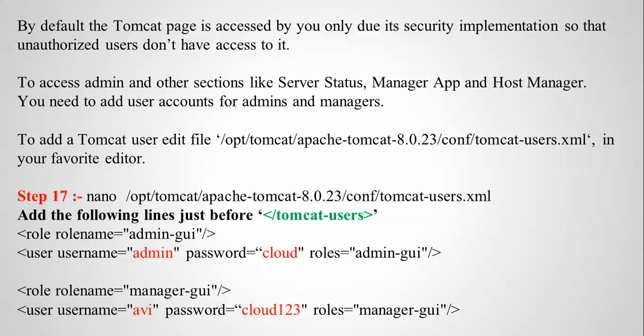For that, we need to open the file under /opt, then the conf folder and the tomcat-users.xml file. You can open it in your favorite editor. Step 17 is the command to open your XML file. Then we need to mention the username admin and the password which you want to assign. There is also a manager-gui user, and you need to give a username, any name, and a password for it.